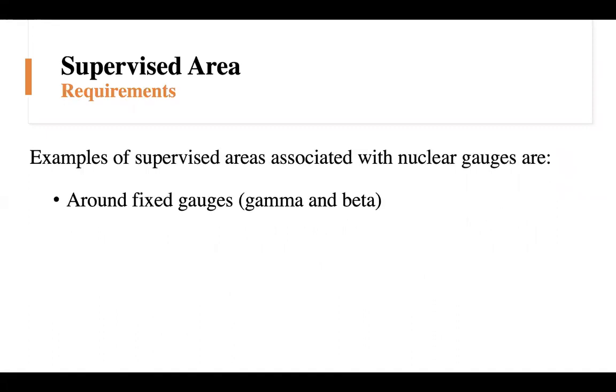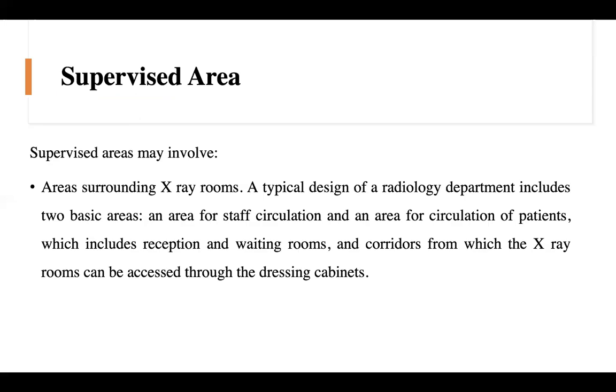As an example of a supervised area, simply, we can say the supervised area is just around the controlled area. With a nuclear gauge in industrial application, it is around a fixed gauge, gamma or beta. In a hospital, for example, the area surrounding the X-ray rooms, the control room, can be a supervised area if the dose is around 1 millisievert or less.